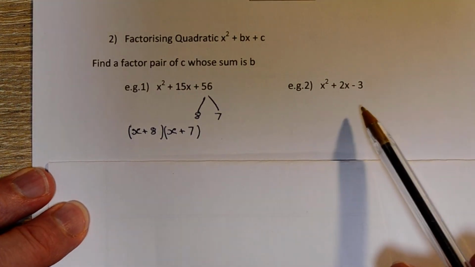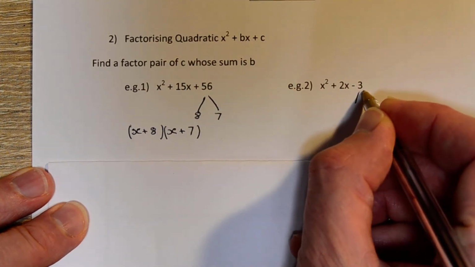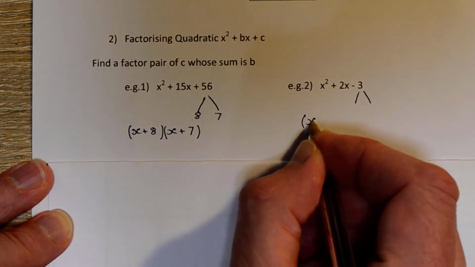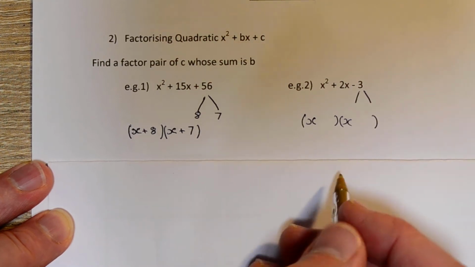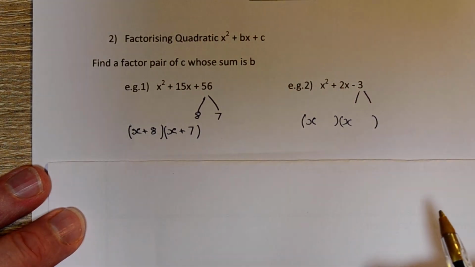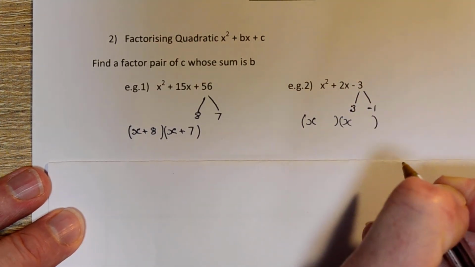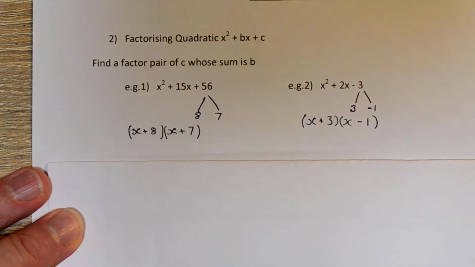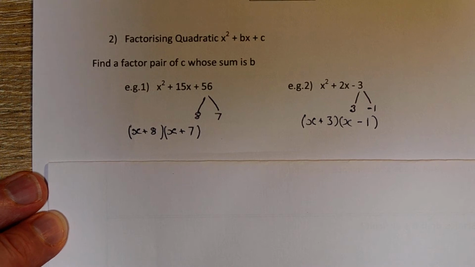Second example, again we need to find a factor pair of our constant, which now is minus 3, whose sum is 2. It's just one lot of x squared, so the first term in each bracket will just be x, and of course the two numbers are 3 and minus 1. That's our factor pair. Again, it doesn't matter which way round they go, but there we've factorised the quadratic where the coefficient of x squared is 1.